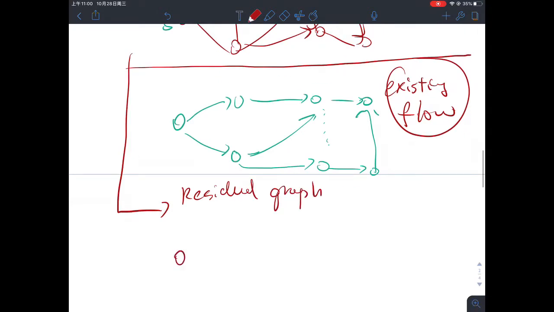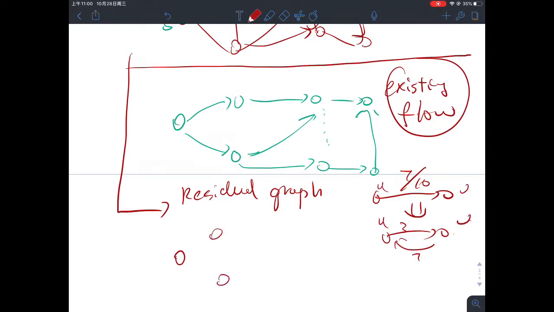The residual graph basically says, just use the rules we have been talking about. If it's 7 out of 10, then the residual graph has a 3 in this direction and a 7 in the other direction. So this is the rule we are using by constructing the residual graph. So somehow I construct a residual graph. I don't know how it looks, but maybe that's how the residual graph looks.